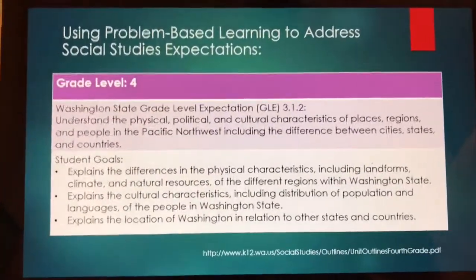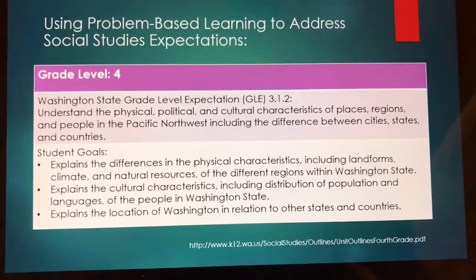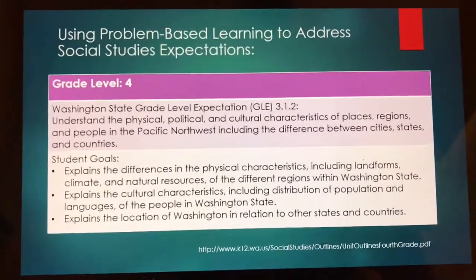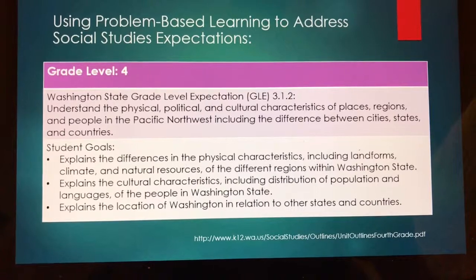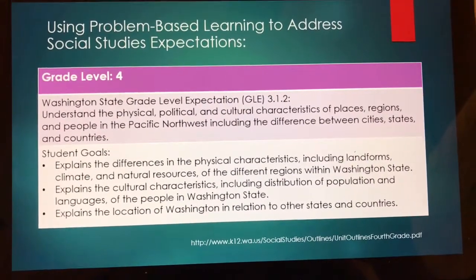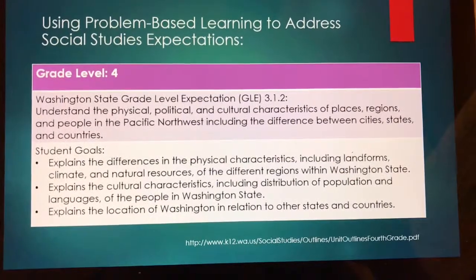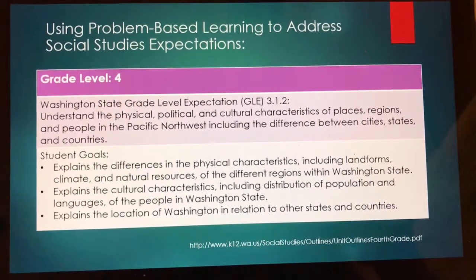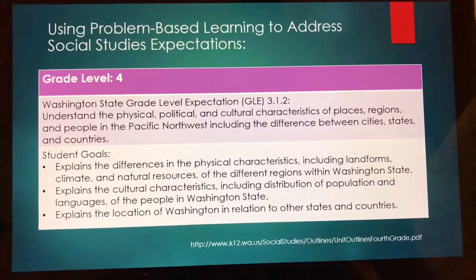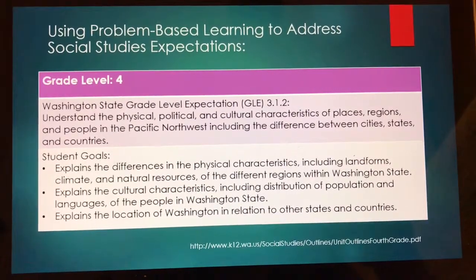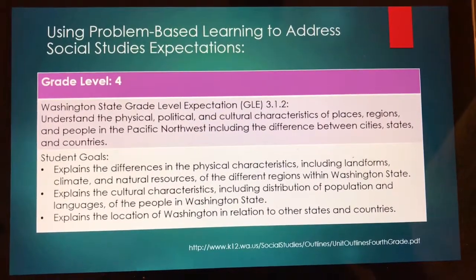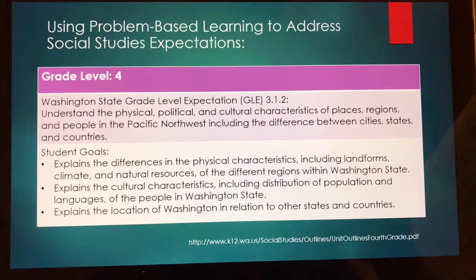Let's take a look at problem-based learning. Here's a different standard from Washington State Social Studies curriculum. Washington State Grade Level Expectation 3.1.2. Understand the physical, political, and cultural characteristics of places, regions, and people in the Pacific Northwest, including the difference between cities, states, and countries.